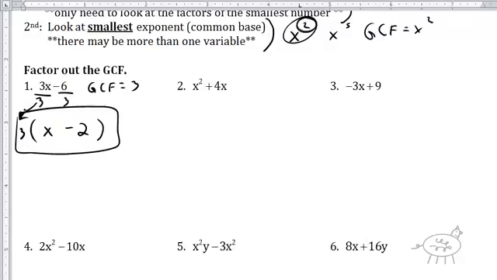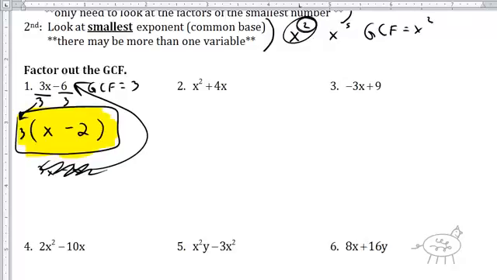Now if I multiply this out, 3 times x is 3x, 3 times negative 2 is negative 6. I get the original answer. You're not doing this because it doesn't make sense, but it's a good way to check it. But what I just wrote here, that is your answer: 3 parentheses, x minus 2, close parenthesis.